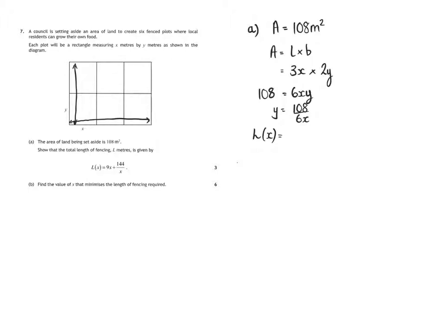Right, so if we're thinking about the length of the fencing required, we can kind of think of it this way. So we're going to have 1, 2, 3, 4, 5, 6, 7, 8, 9x. Yeah? And when we're thinking about it in terms of our y, we're going to have 1, 2, 3, 4, 5, 6, 7, 8y.